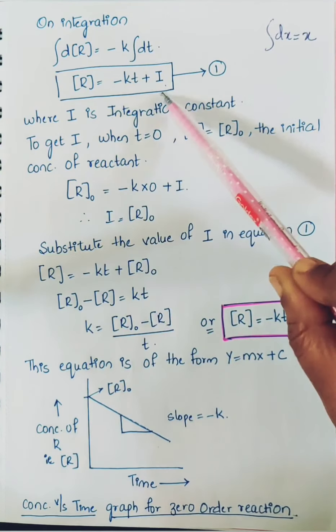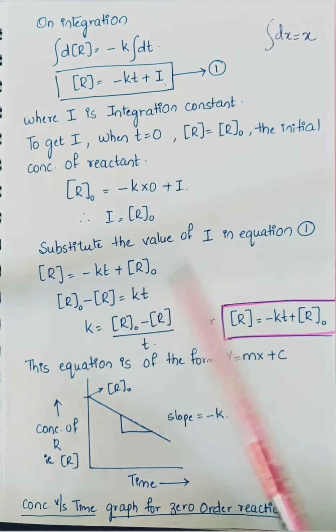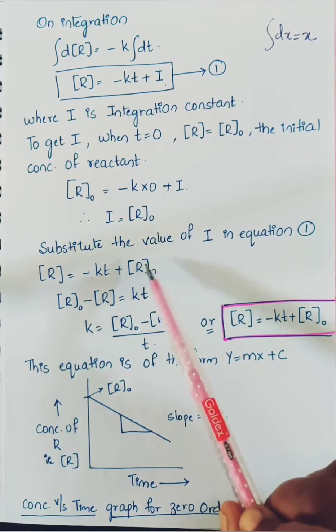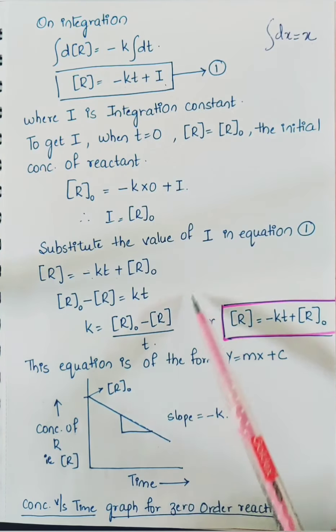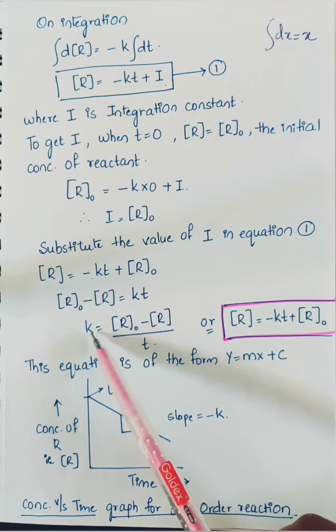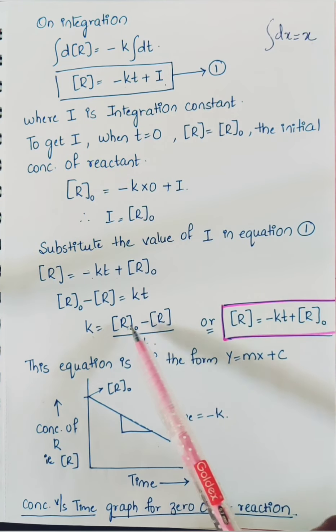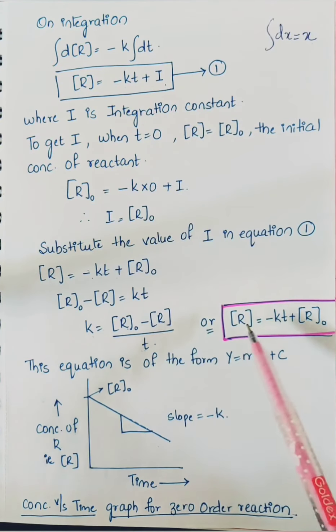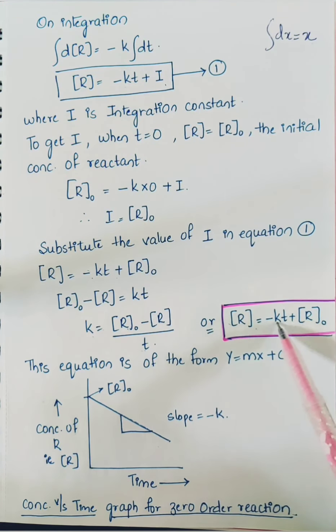Substitute this in equation 1. So what do you get? R is equal to minus kt plus R naught. If you rearrange this equation, I'll get an equation of the form k is equal to (R naught minus R) upon t. Or else I can write R is equal to minus kt plus R naught.